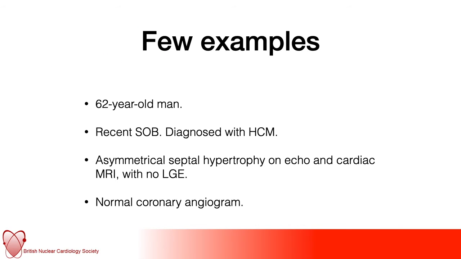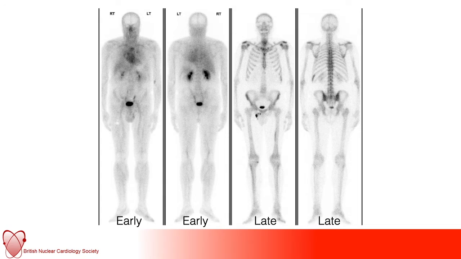So let's talk through a few nice examples here. A 62-year-old man with recent onset breathlessness, having been diagnosed with HOCM in the past, has asymmetrical septal hypertrophy on an echo and cardiac MRI with no late gadolinium enhancement and a normal coronary angiogram. So some sensible soul sends him for a DPD scan.